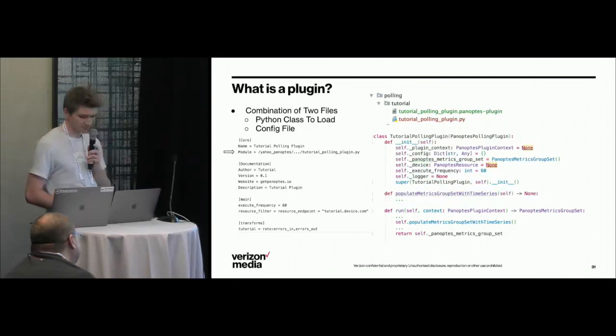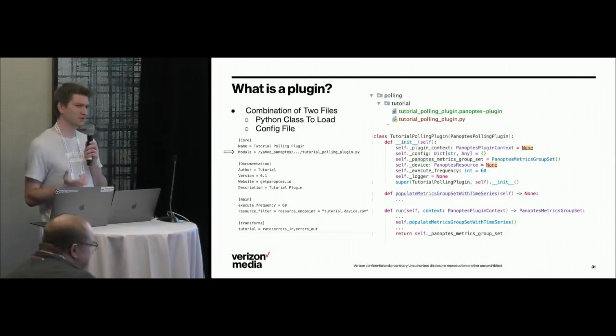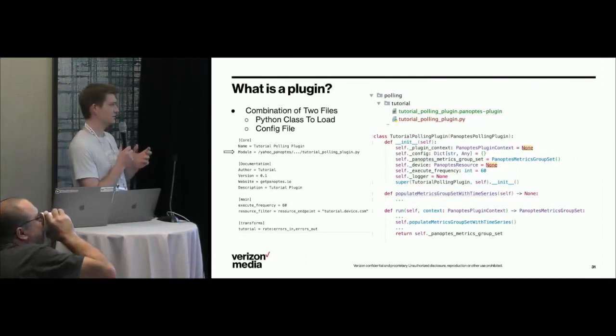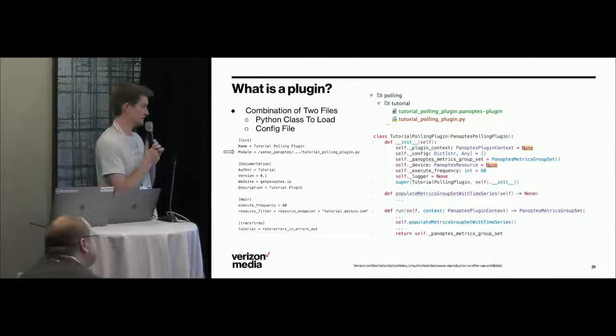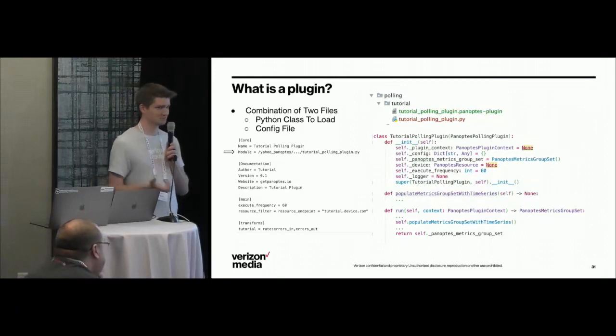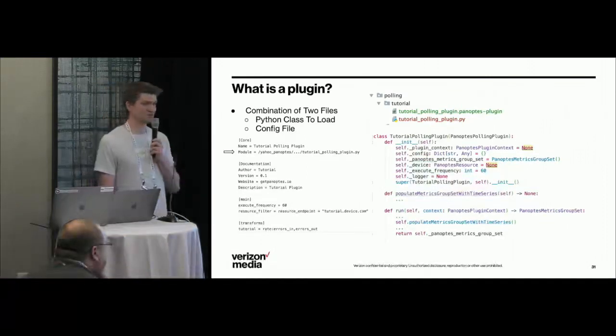The next item is the resource filter. We have a plugin, but we need the plugin to run against a device or a set of devices. We have essentially the equivalent of a SQLite database within Panoptes, and the plugin scheduler will take the resource filter and query the database. This one is saying resource endpoint is tutorial device. So it looks for a unique device ID and just returns that device, and the plugin will run against a specific device. But you can say resource vendor is equal to Juniper, and that'll return all the Junipers.